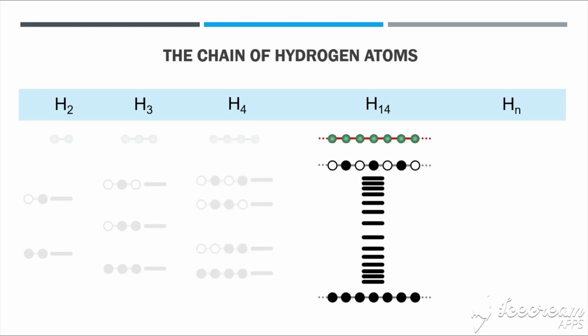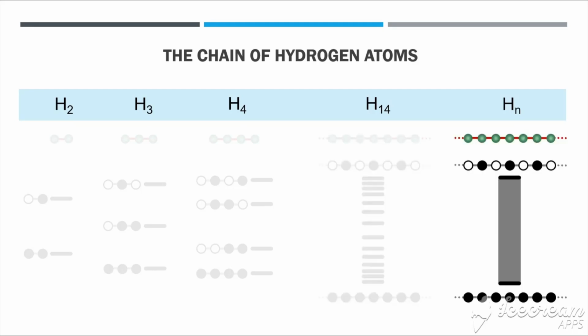What if instead of having this small number of atoms, we increase the number of hydrogen atoms in our chain to 14? We can see that the same concept can be applied here. The lowest molecular orbital has 0 nodes and the highest molecular orbital has 13 nodes. And since we have 14 molecular orbitals, there will be 12 molecular orbitals in between the highest and lowest energy molecular orbitals.